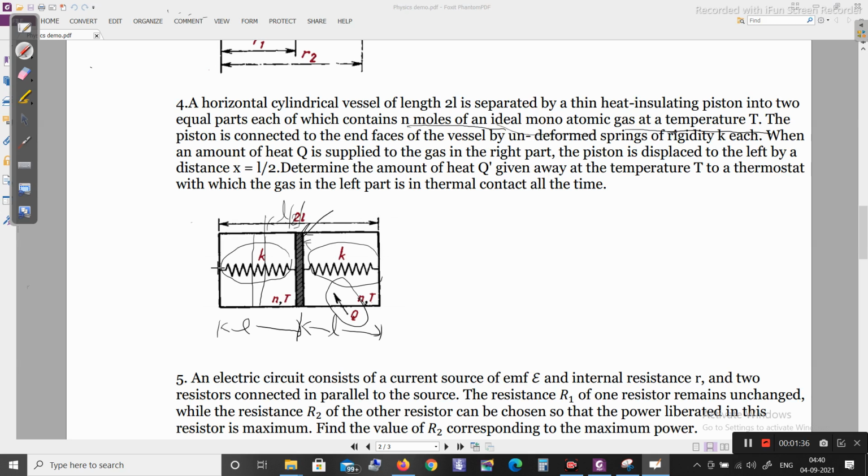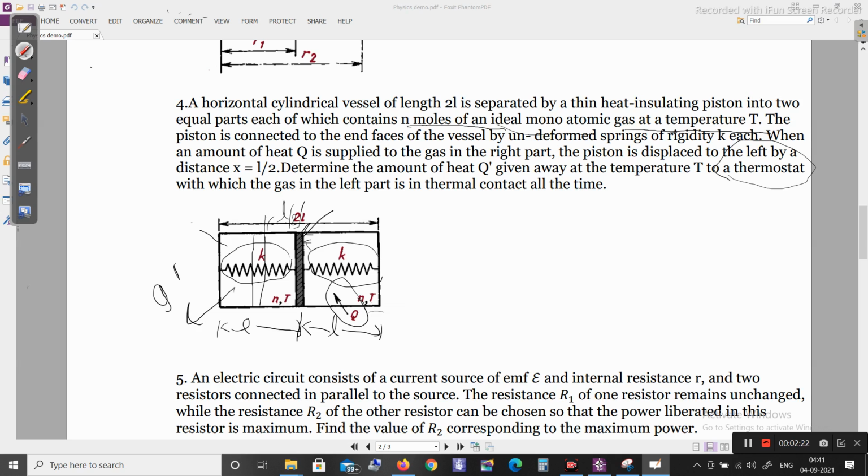Now we have to calculate the amount of heat given by the left part to maintain the temperature. When the gas is compressed in the left part, the temperature will try to increase. In order to maintain the temperature, Q dash amount of heat will be given to the thermostat. A thermostat is a device which maintains the temperature. Therefore, we can say that in the left part there will be an isothermal process going on.